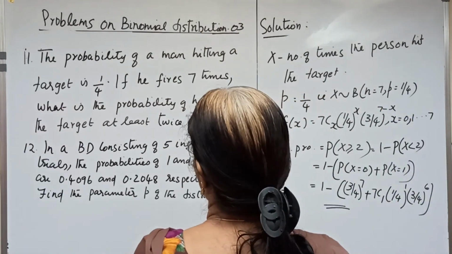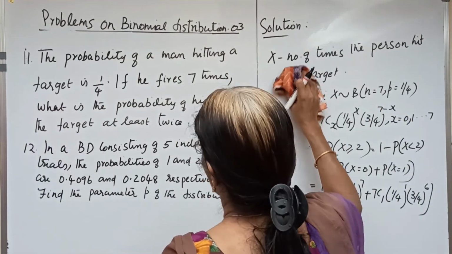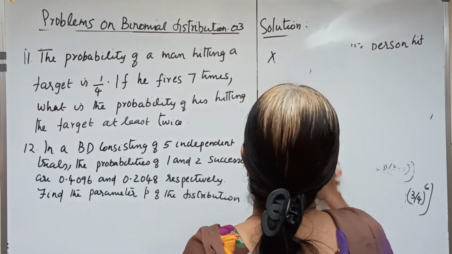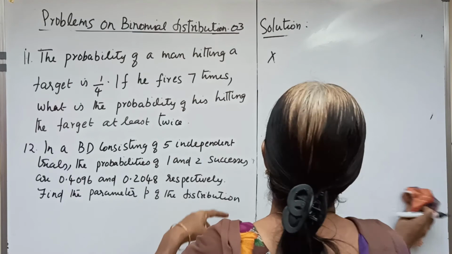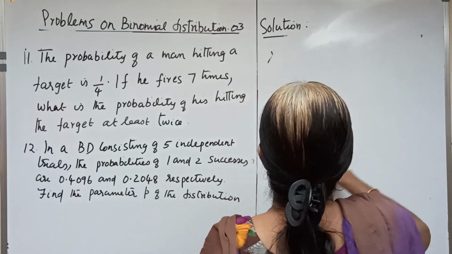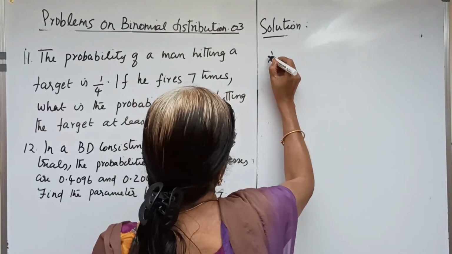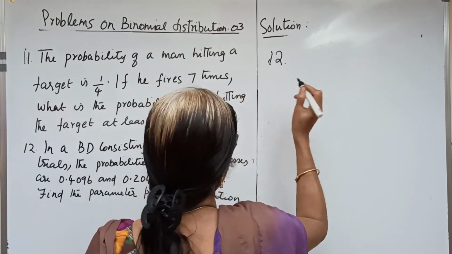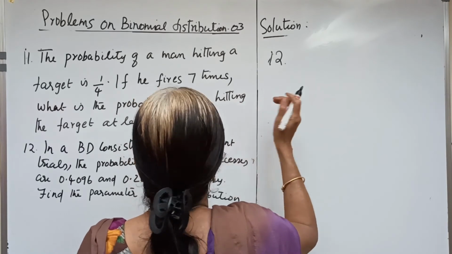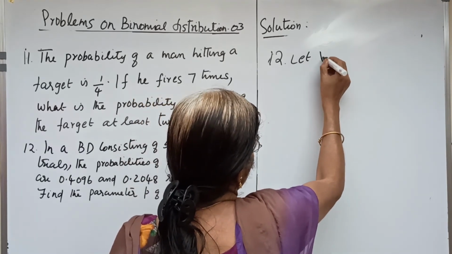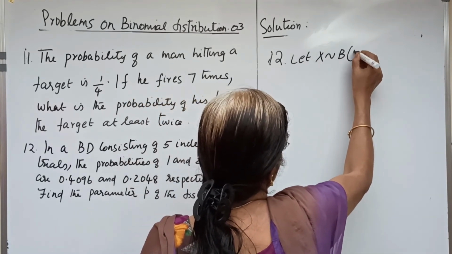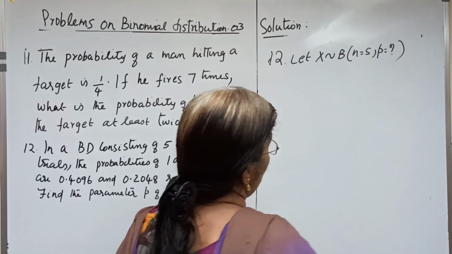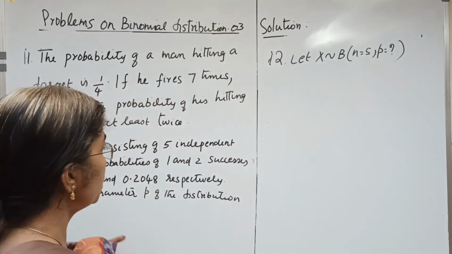We can assume x as binomial. What about 5 independent trials? So n equal to 5. Okay. That is, we assume x follows, question number 12. The previous one was question number 11. Okay. Now question number 12. So that, let x follow binomial with n equal to 5 and p is to be obtained. The value of p is to be obtained.